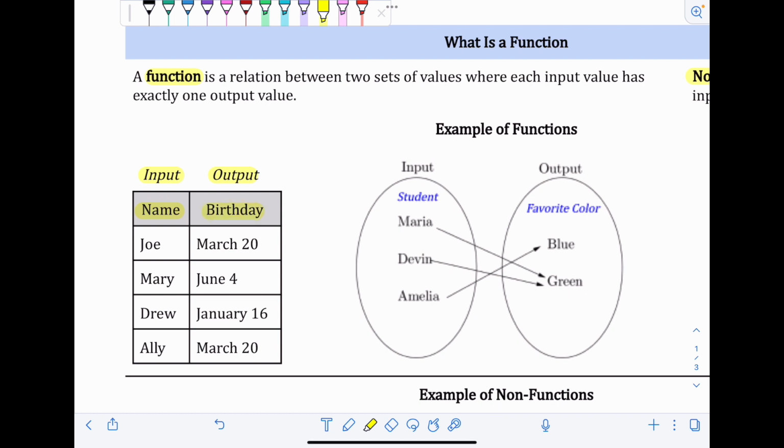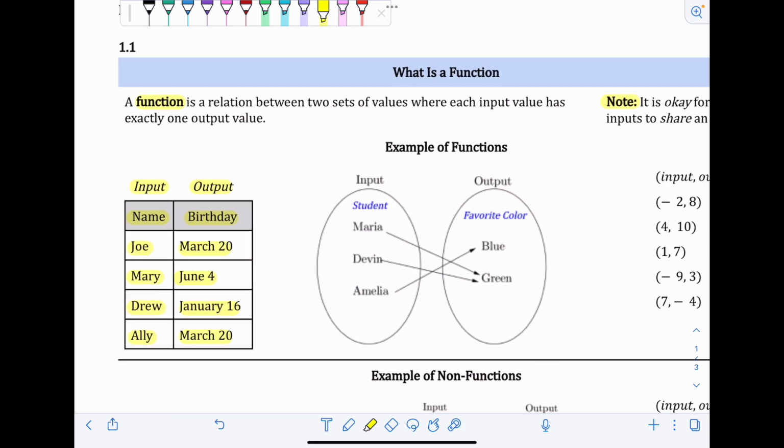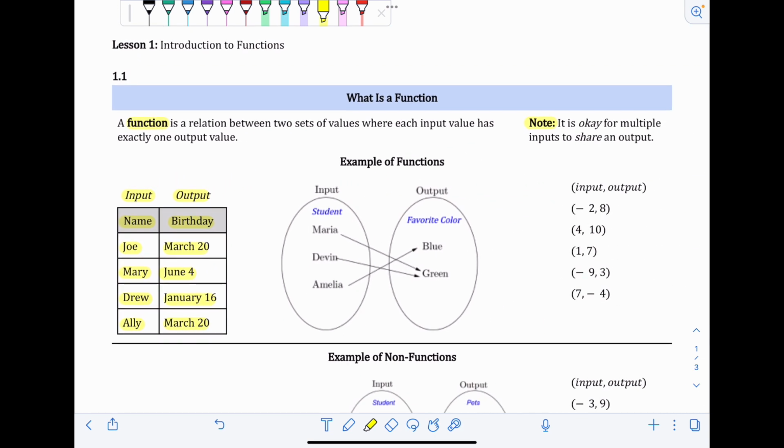So this example says, Joe's birthday is March 20th, Mary's birthday is June 4th, Drew's birthday is January 16th, and Allie's birthday is March 20th. So I'm going to go back up to the definition and that note. It says a function is a relation between two sets of values where each input has exactly one output. So what that means in the context of our birthday function is that each input, so say we look at Joe, only has one output, meaning Joe only has one birthday. He doesn't have more than one birthday. That would be impossible.